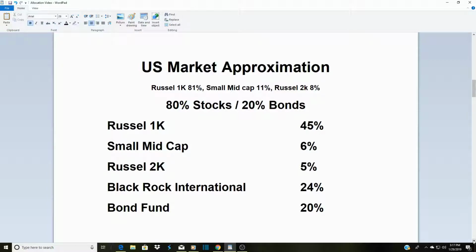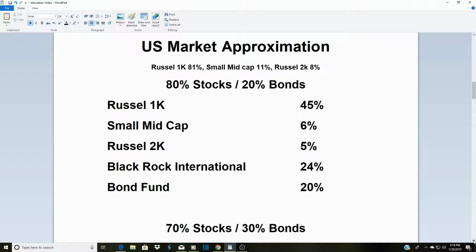Okay, next up we have a little bit more complicated portfolio. If you remember the Russell 1000, that's the largest 1,000 companies in the country. You can kind of make a total U.S. stock market fund by using these approximate numbers. So your Russell 1000, 81%, small mid-cap fund, 11%, and your Russell 2000 at 8%. Remember, your Russell 2000 is the 2,000 smallest companies in the country listed on the stock exchange.